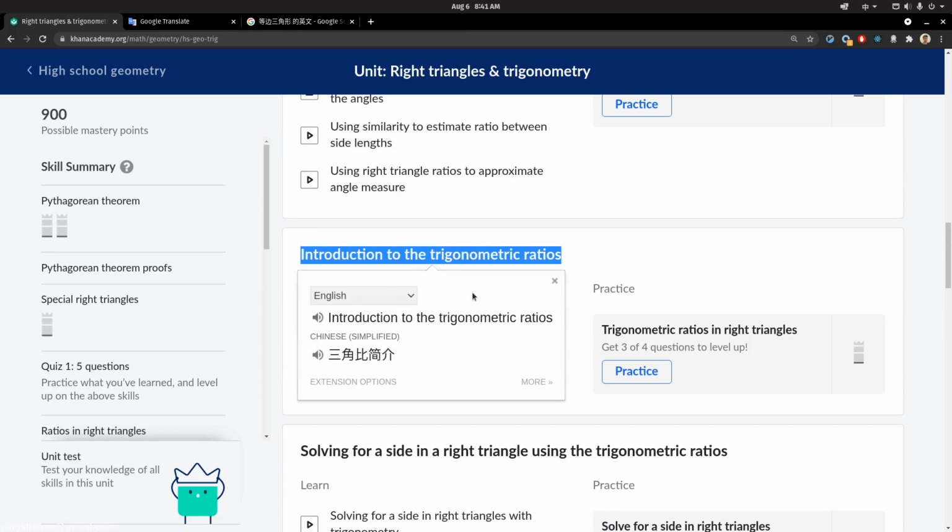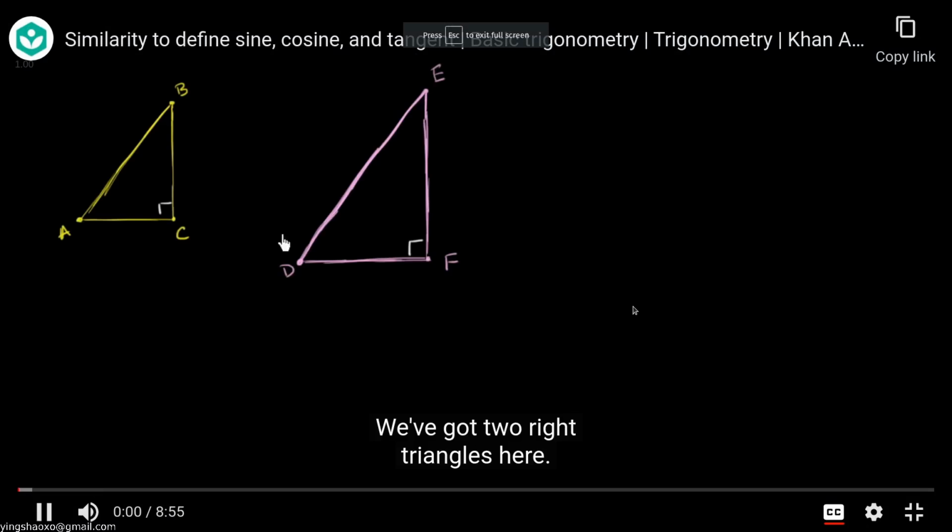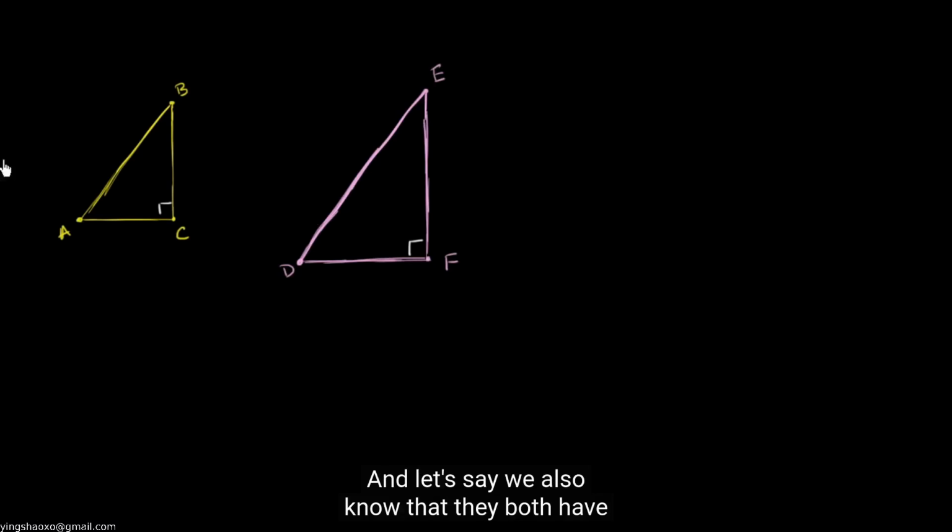Introduction to the trigonometric ratios. What is that? We've got two right triangles here. Let's say we also know that they both have an angle whose measure is equal to theta.